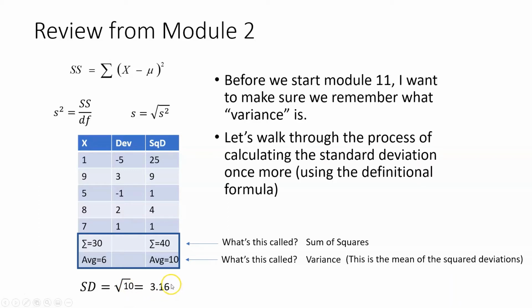So remember, as you've completed your homework many times now, SS over DF is variance. Sum of squares divided by degrees of freedom is variance. And in this chapter, we are computing what's called an analysis of variance. So this principle of dividing SS over DF is going to come up a lot within this module.